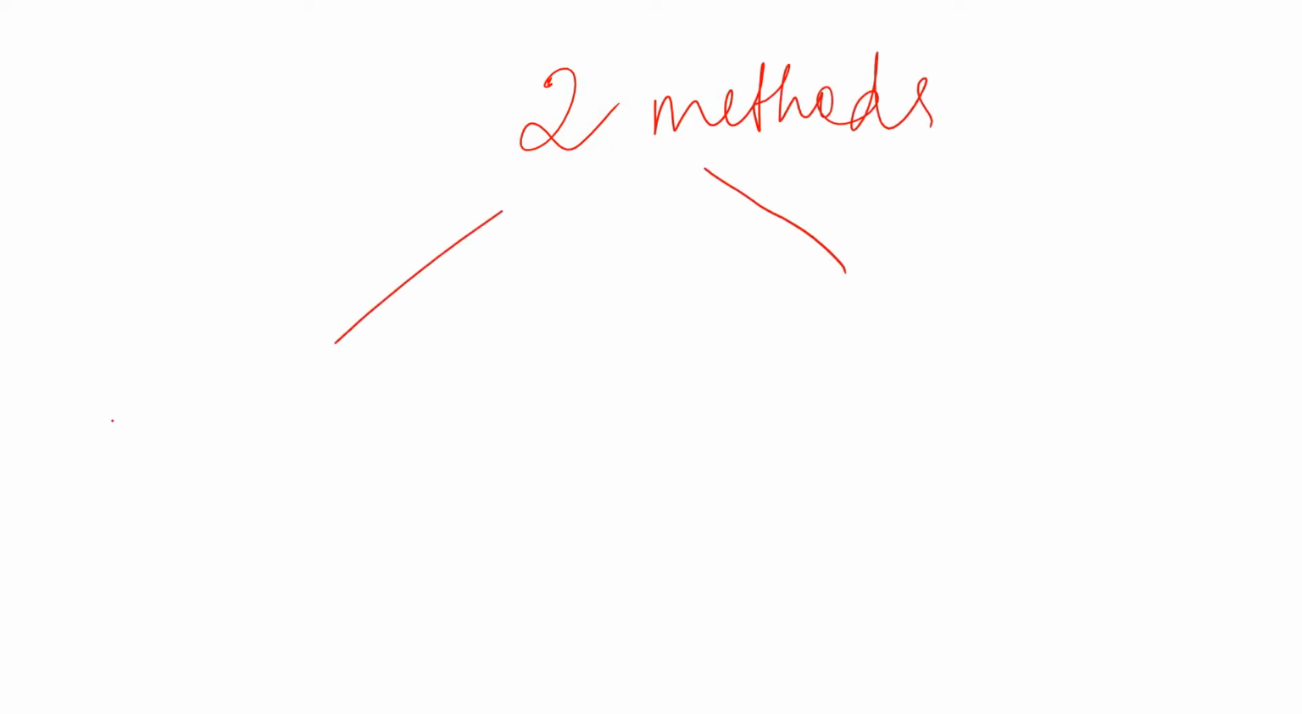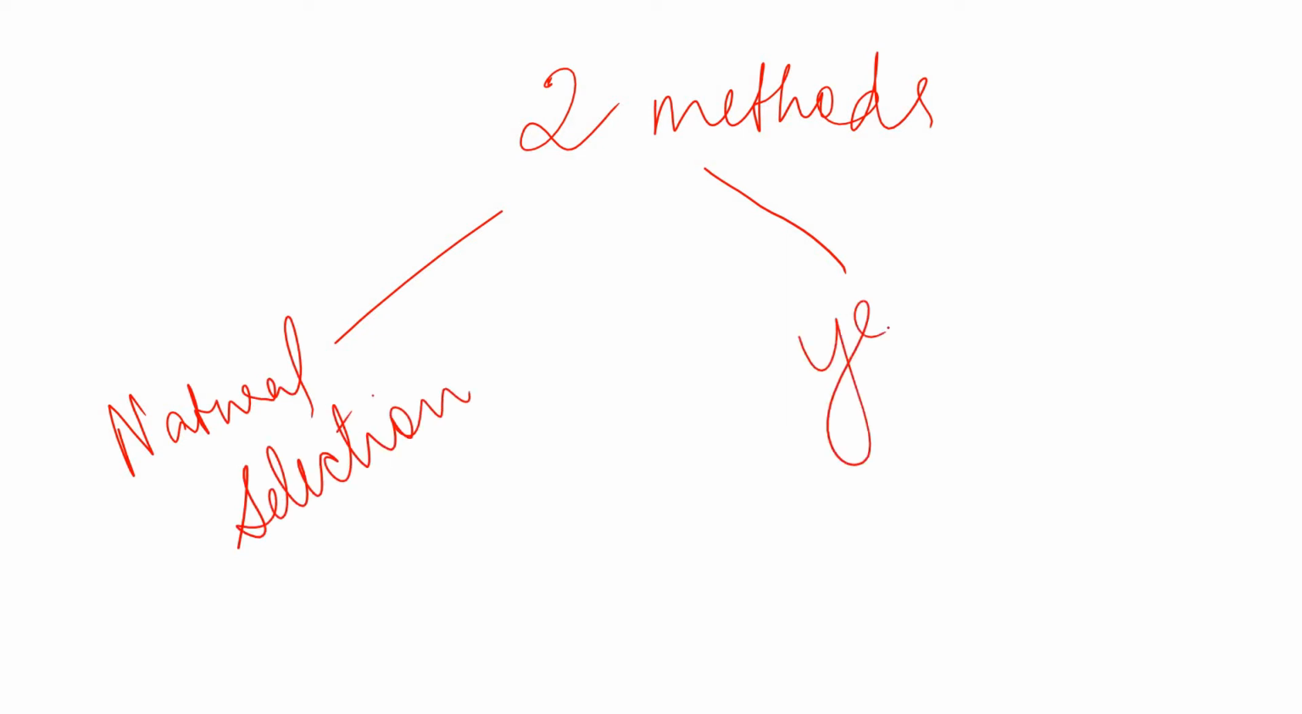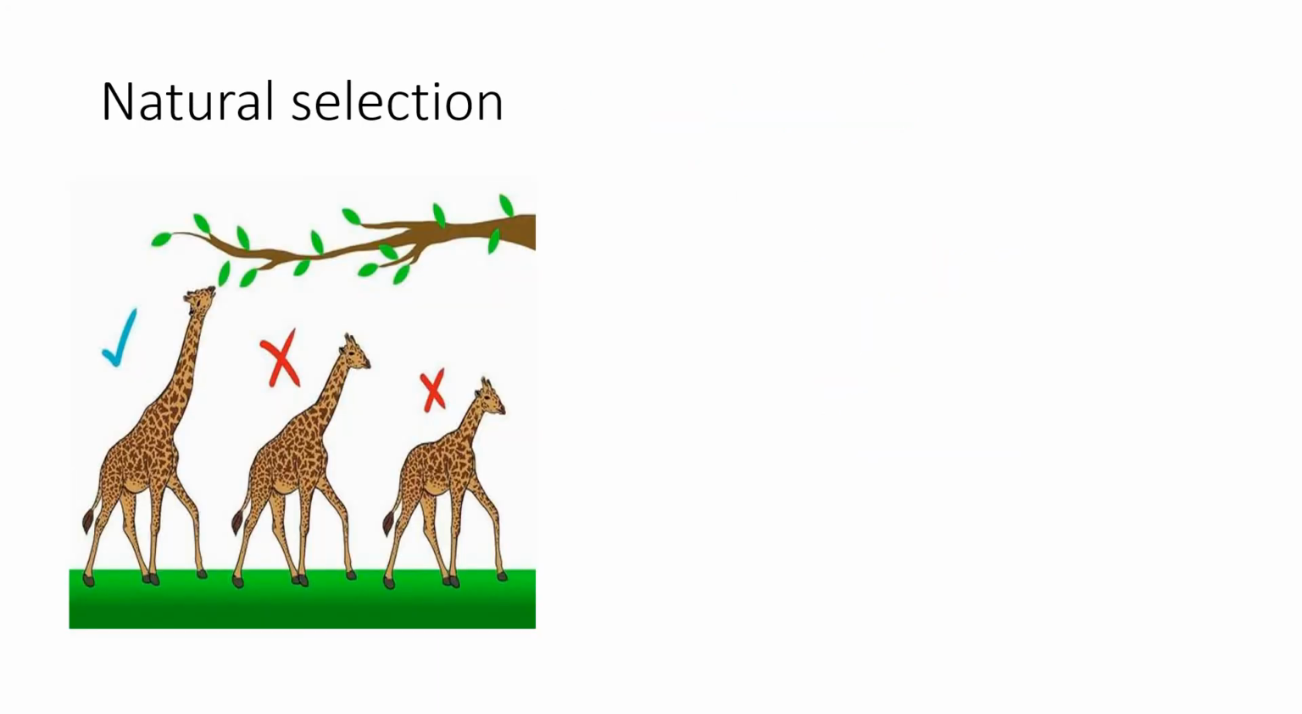All right, now let's see that this evolution has actually taken place primarily by two methods. What are those methods? Number one is natural selection, and number two is genetic drift. Now let's see one by one what is the meaning of natural selection and what is the meaning of genetic drift.